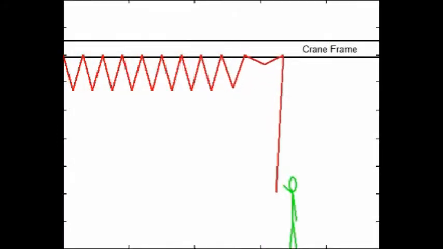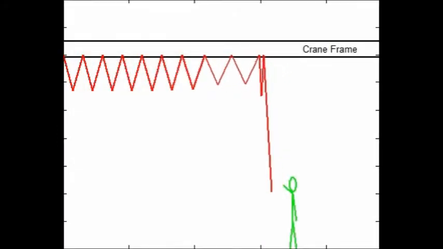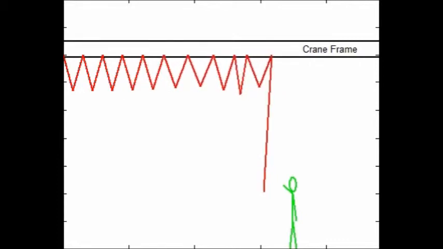In this first example, the operator releases the control from a given position and watches the control move back to its home position.